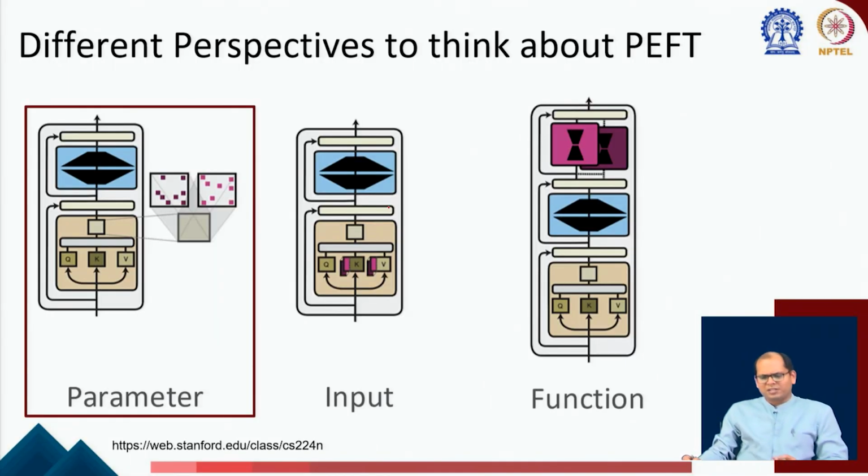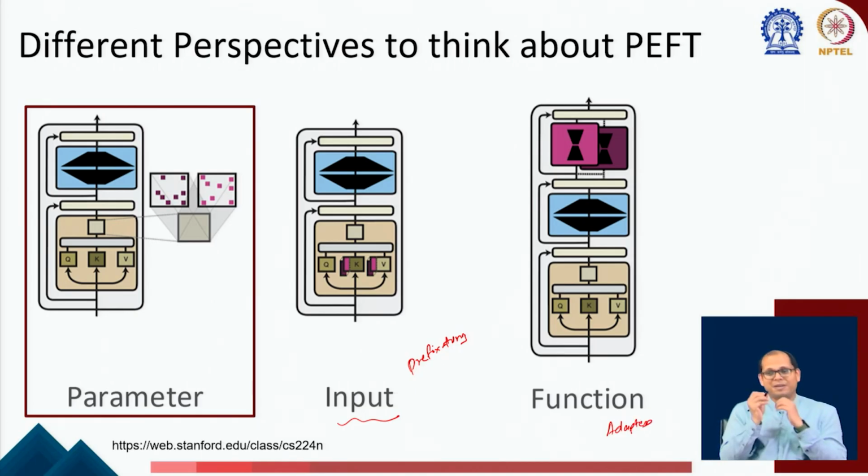So what are the different perspectives to think about parameter efficient fine tuning? We talked about three perspectives. You can do it at the input, for example prefix tuning. You can do it at the function, for example adapters, or you can do it in the parameters, right? And that's what we'll focus on now. So we'll talk about one particular perspective, and how you bring in efficiency in terms of parameters.